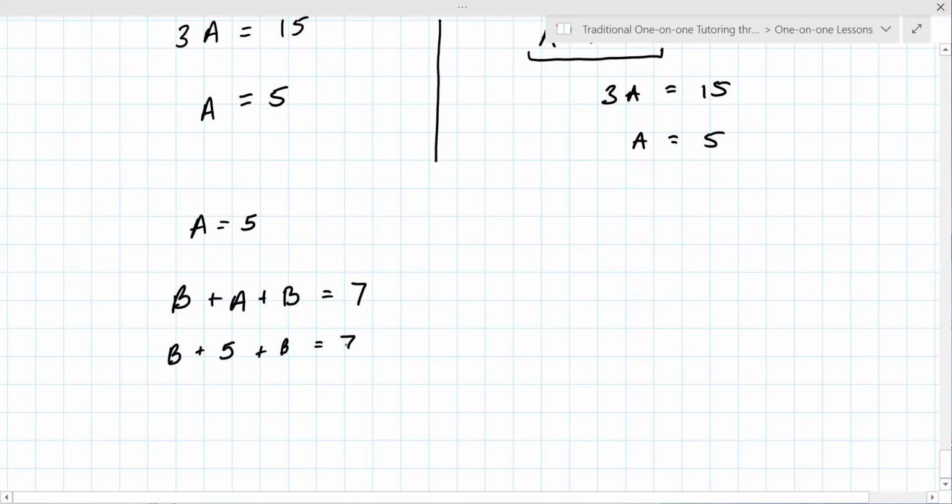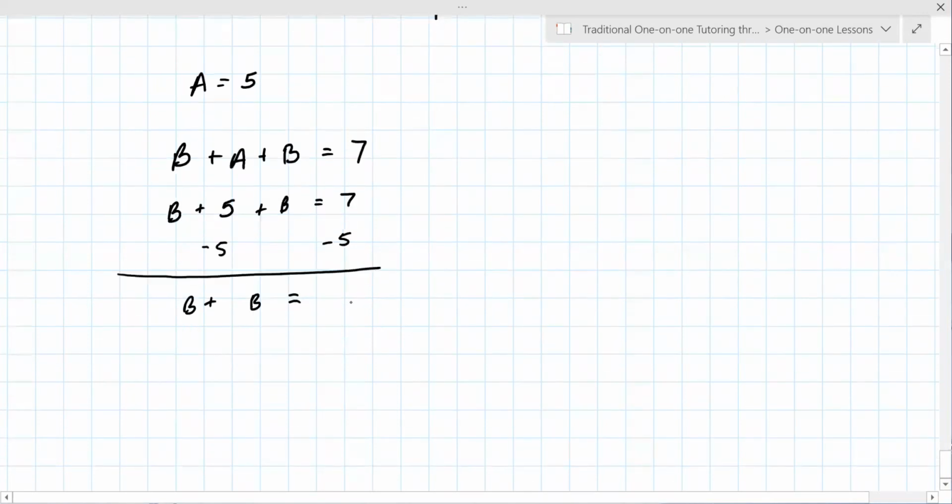Now, what would you do from here? What's your next step? Maybe subtract 5 from both sides? Okay, so that's b plus b equals, what is 7 minus 5? 2. And then b plus b is 2b.